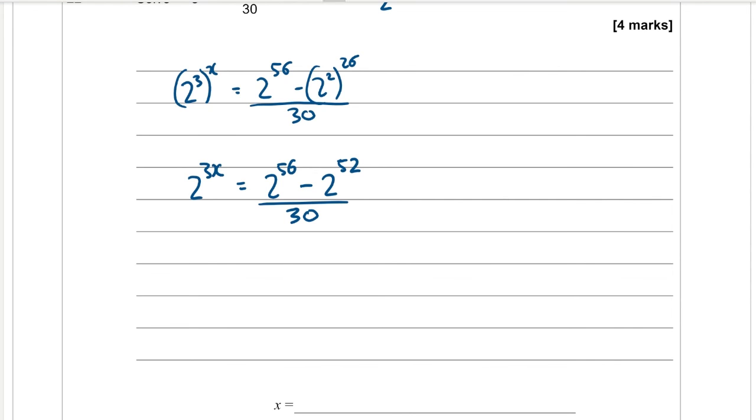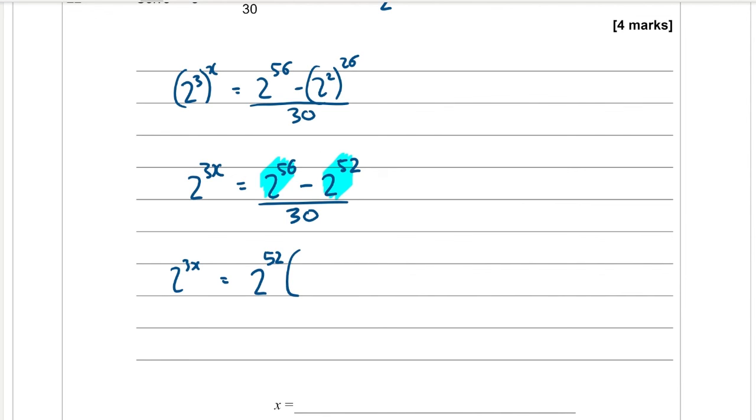Now here comes the tricky step, and that's spotting that these two terms share common factors. They actually share a lot of common factors because they're made up of just 2 multiplied by itself, in this case 56 times and 52 times. So what I can write then is that they both share a 2 to the power of 52.